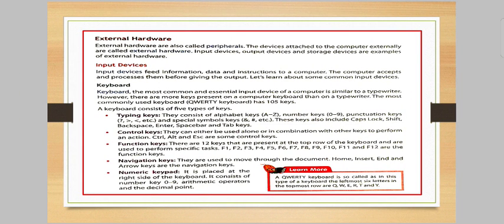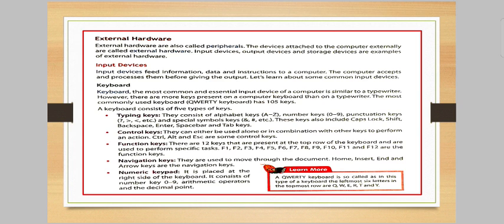So external hardware means the device attached to the computer externally. Okay, a device attached to the computer externally is called external hardware. Input devices, output devices and storage devices are examples of external hardware, like keyboard, mouse, printer, etc. These are called external hardware.